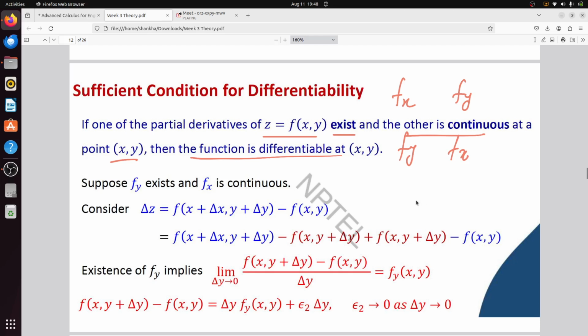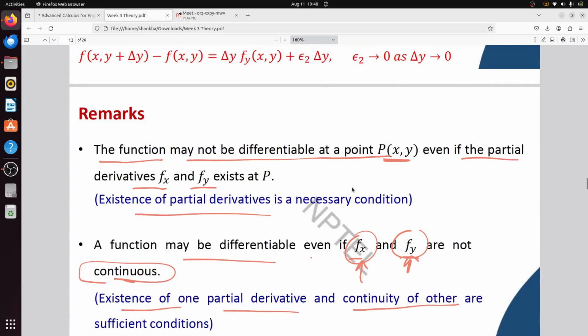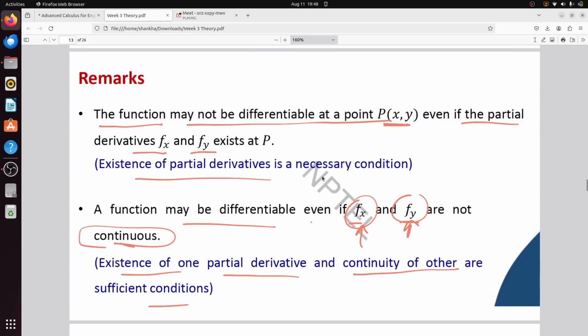Now the sufficient condition is that one of the partial derivatives should exist and the other one should be continuous, then the function is differentiable at (x, y). So this is a sufficient condition. Now the function may not be differentiable at a point even if the partial derivatives fx, fy exist at the point. Existence of partial derivatives is a necessary condition. A function may be differentiable even if fx, fy are not continuous. Existence of one partial derivative and continuity of the other are sufficient conditions.